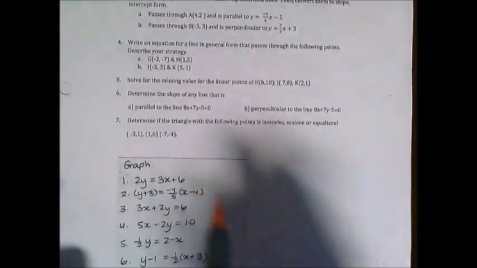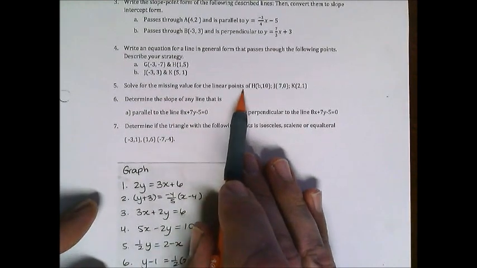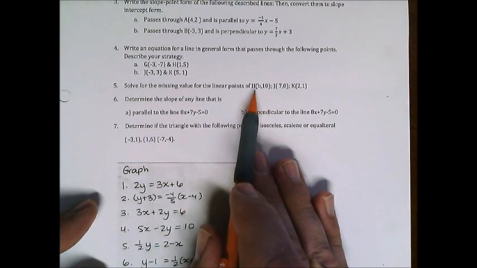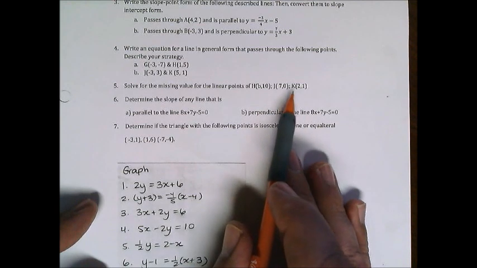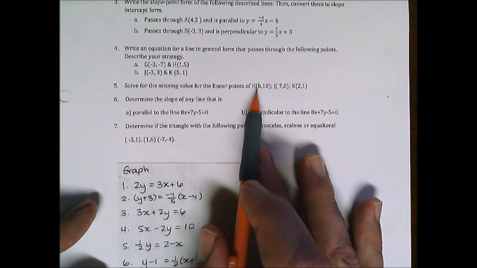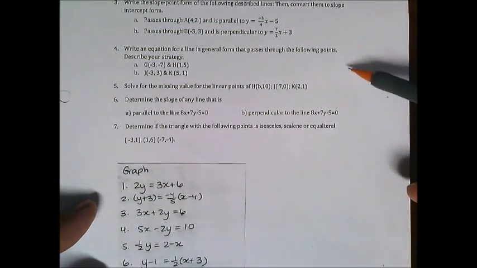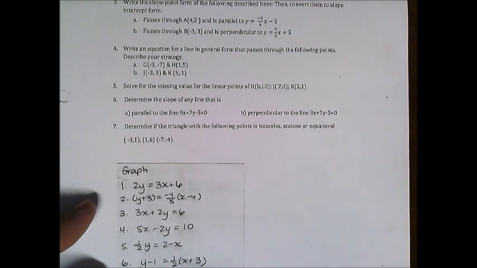All right, so 5 is an interesting one. I'm going to just put it up here for now. It says, solve the missing value for the linear points H, J, K. So what they're saying is that these are 3 points that are found on the line. Not necessarily consecutive, they could be anywhere on that line. If you think of a long line, it could be one down here, one close by, and one way up here. You don't know.